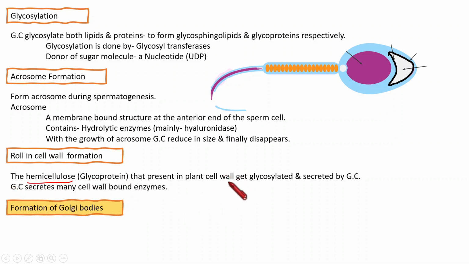And also, the plant cell wall contains so many enzymes. All those enzymes are also secreted by the Golgi complex. In that way, it plays an important role in cell wall formation.